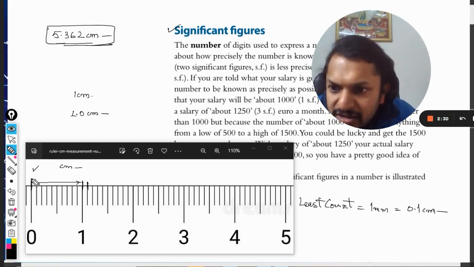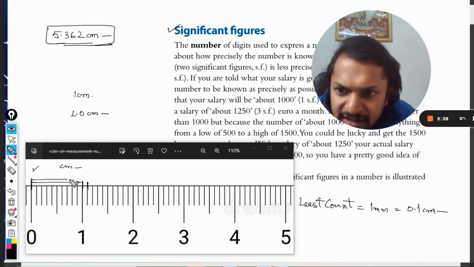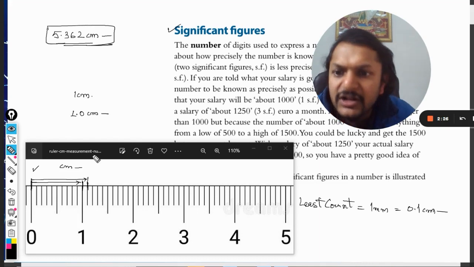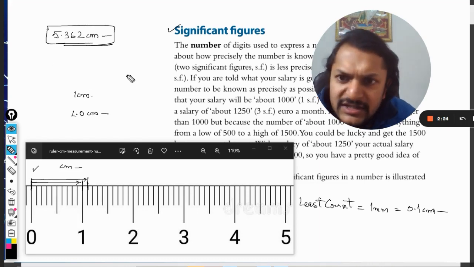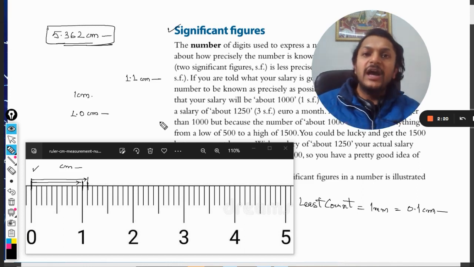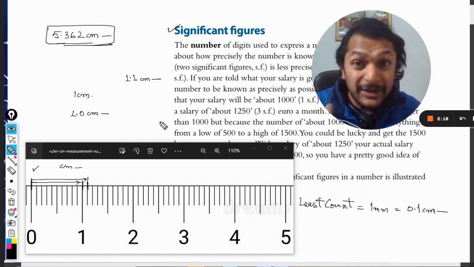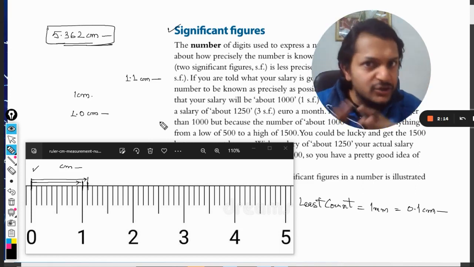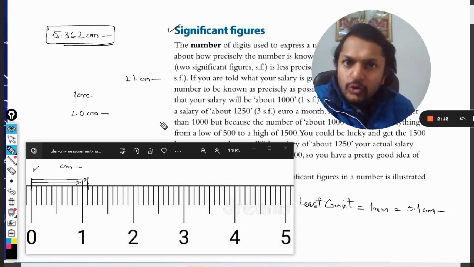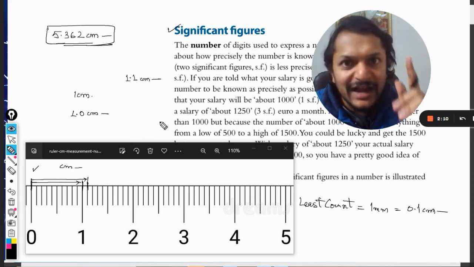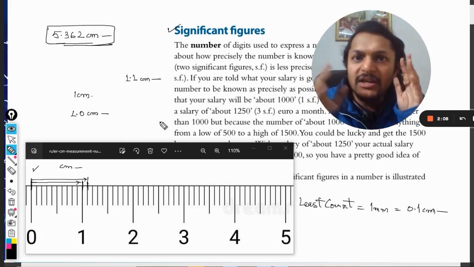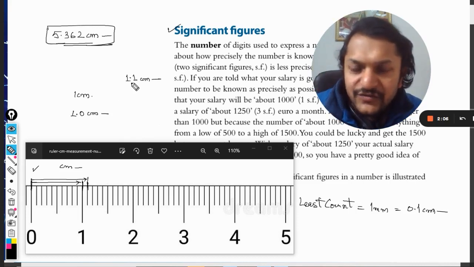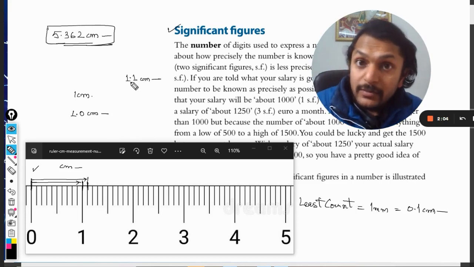If I make another measurement for another thing, let us say I go up to this level, now my measurement is coming out to be 1.1 centimeter. And you say that you are 100% sure about the measurement and it has to be 1.1. It is not 1.0, it is not 1.2, it is exactly 1.1. So how many significant figures are there in this figure? We will say 2. That's obvious.